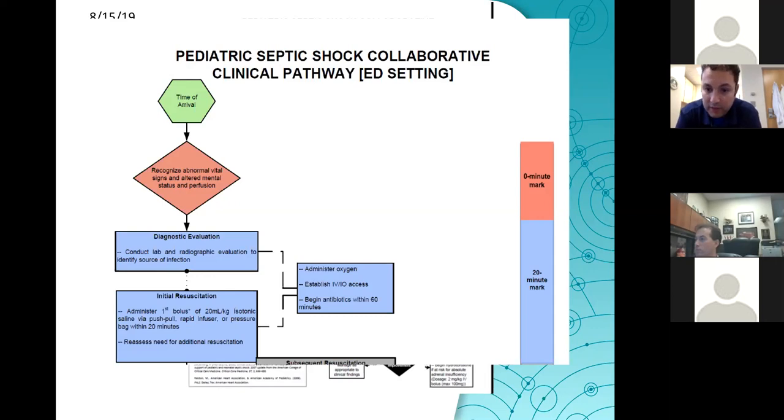That puts us down, still in the first 20 minutes, to establishing access and giving some oxygen. Both tasks are not the easiest. Maybe having some oxygen on is a little bit easier than getting an IV. But also IO has a big role in the pediatric patient, and we'll talk about it really briefly.